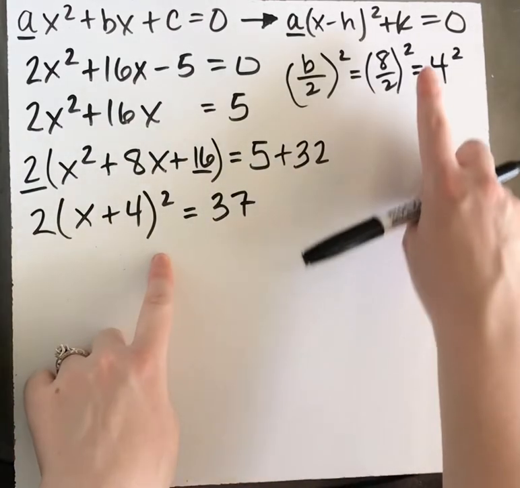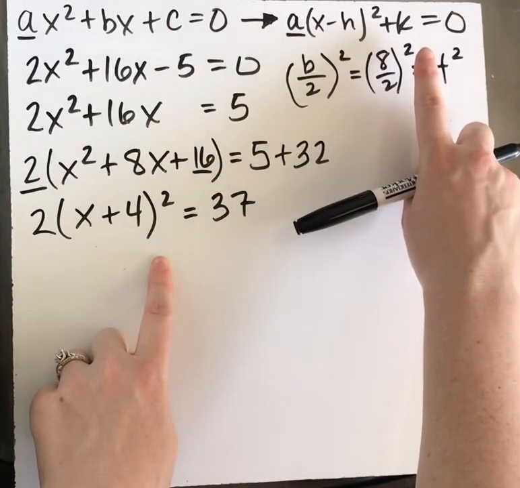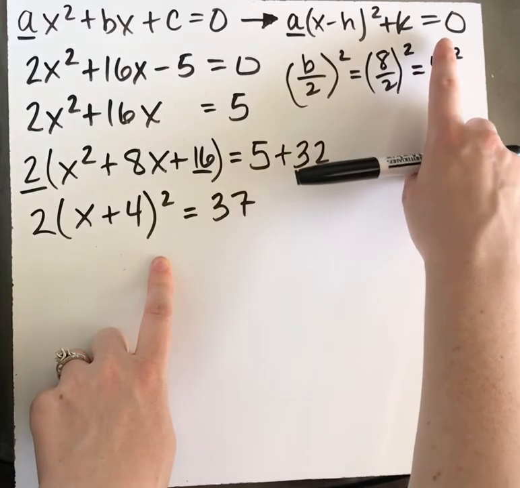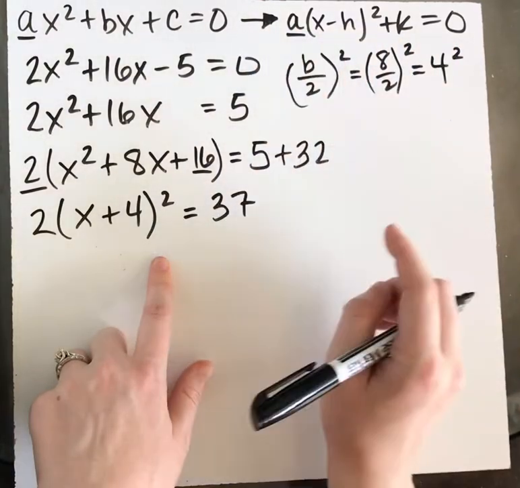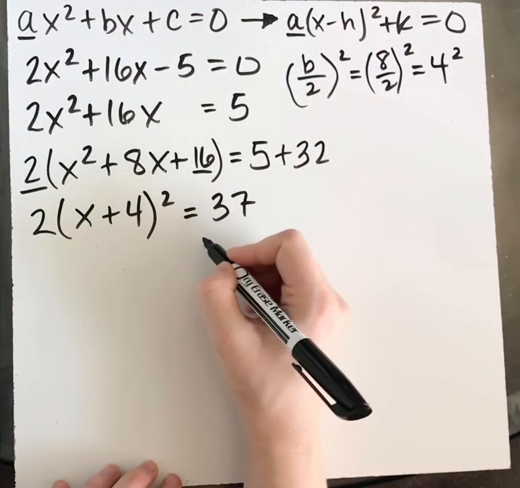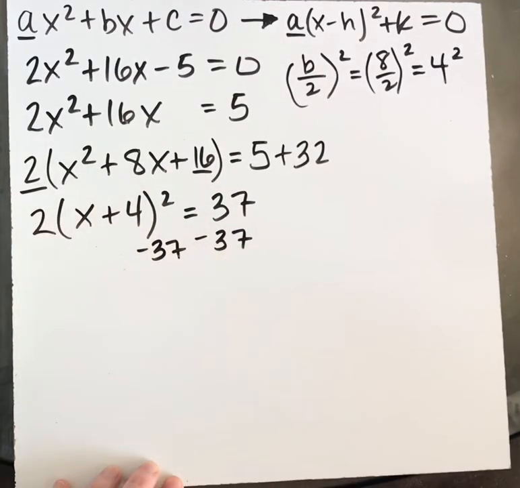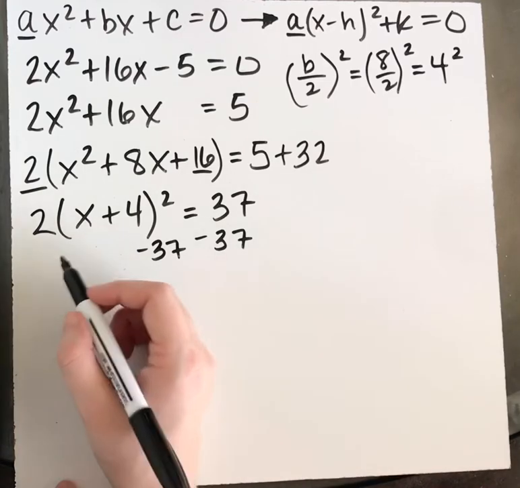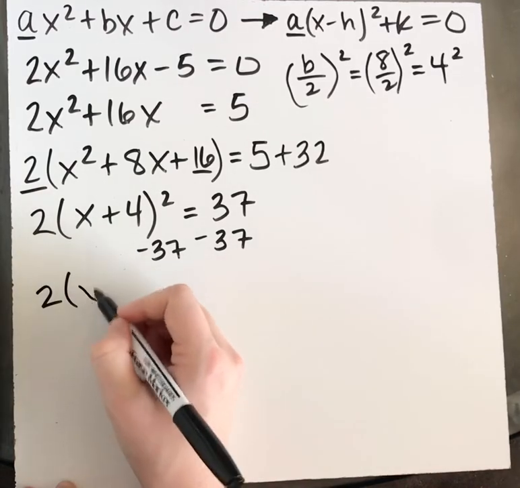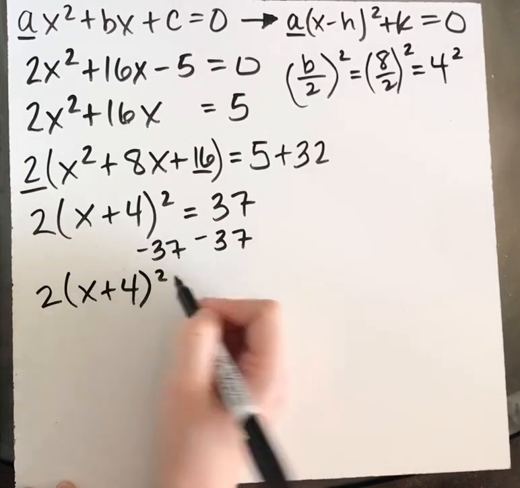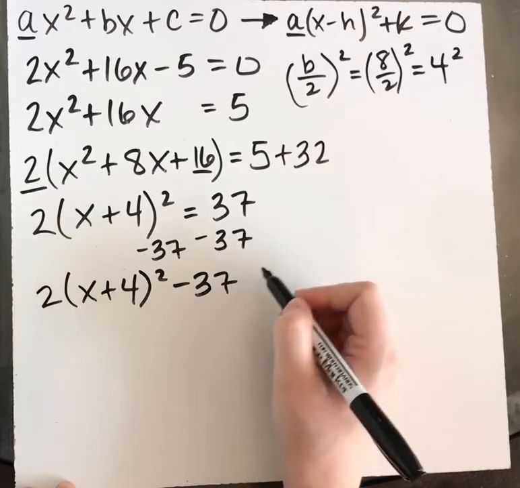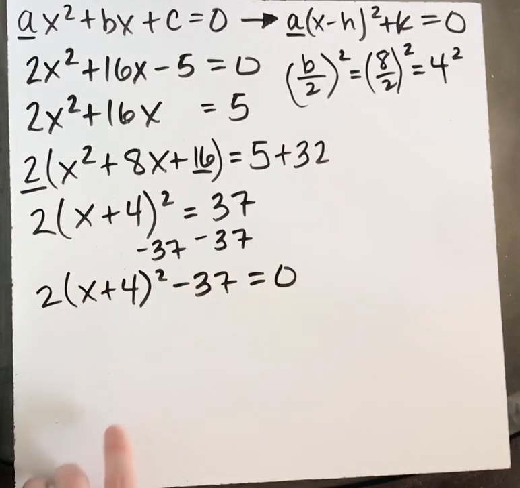Now if you notice, we're really close to being in vertex form. To be in vertex form, we have to equal to 0, just like in our standard form. So to get this equal to 0, we're going to subtract 37 on both sides of our equation. So we've got 2 times our x plus 4 squared minus 37 is equal to 0. So we're now in vertex form. This is one way we can get to our vertex form from our standard form.